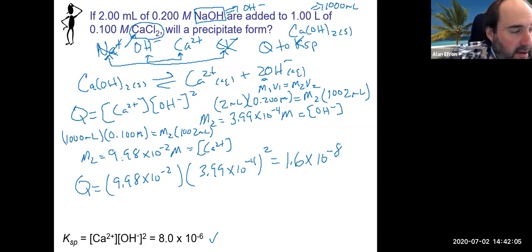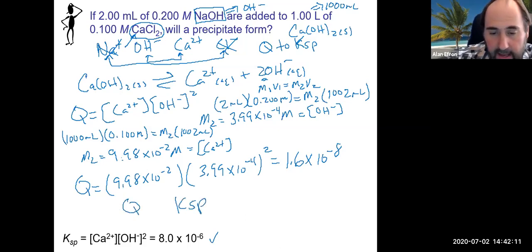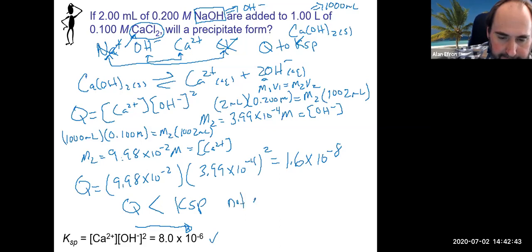So once we do have the Q, we want to take the Q and compare it to the KSP. And in this case, the KSP value, which if it was not given to you, you obviously would have to find on the table, is 10 to the minus 6. And the Q value is 10 to the minus 8. That means that Q is less than the KSP, which means, again, it actually goes opposite of where that's pointing, which means it's going to head towards the product side. And in this particular case, we would not expect a precipitate to form.